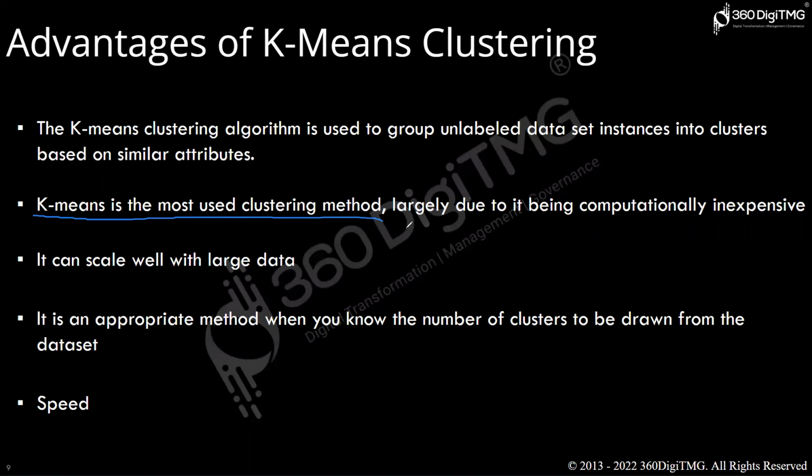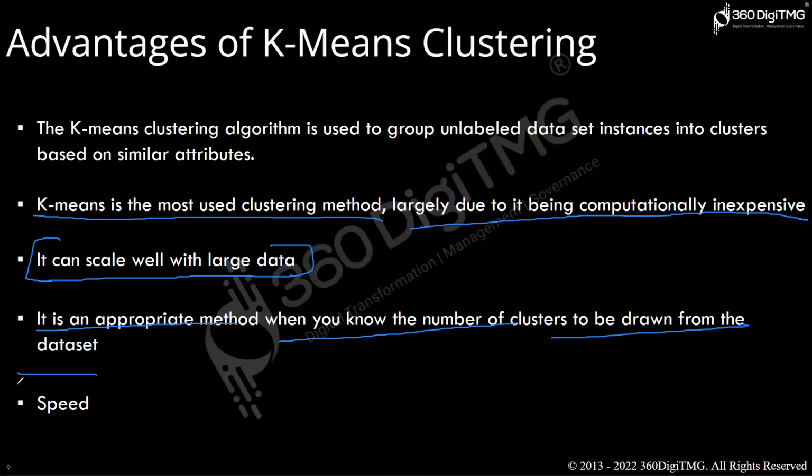Why? Because the computational cost is very inexpensive, and it can scale well with large data. If we have large data, it scales very well. It is an appropriate method when you know the number of clusters to be drawn from the data set. And of course, the speed of K-means clustering is faster.